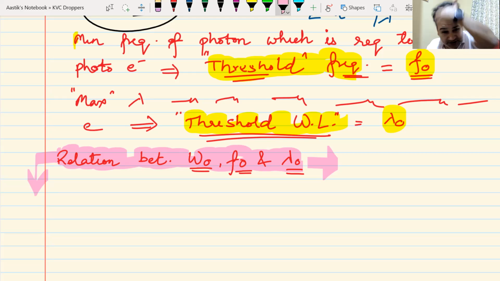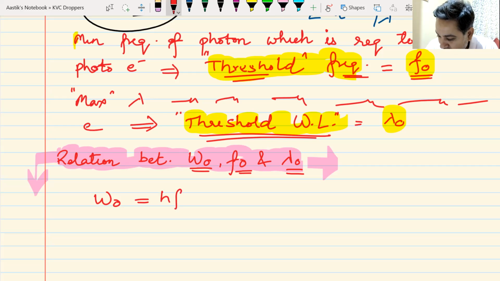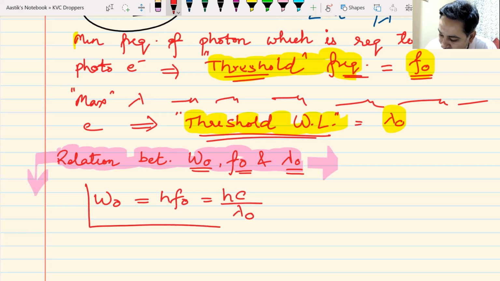Are you trying, or shall I reveal the answer? Work function is equal to h times frequency, which is equal to hc by lambda naught. So W naught, the work function, should be equal to h times f naught, well done. And that must be equal to hc by lambda naught. Well done. That is the relation that we were looking at.